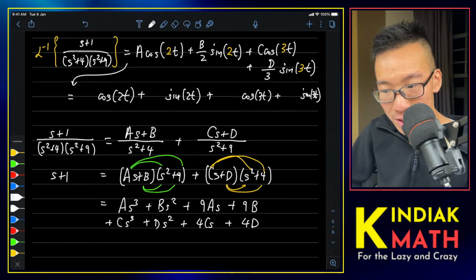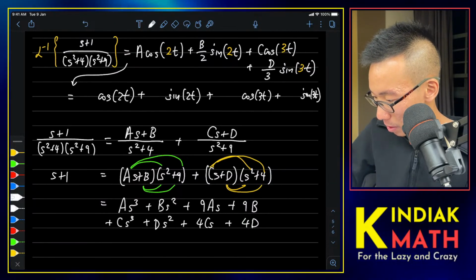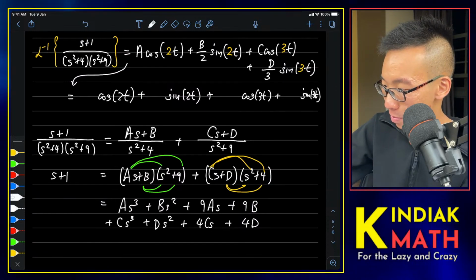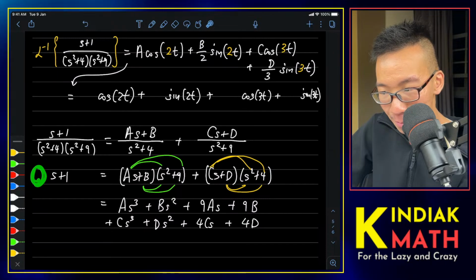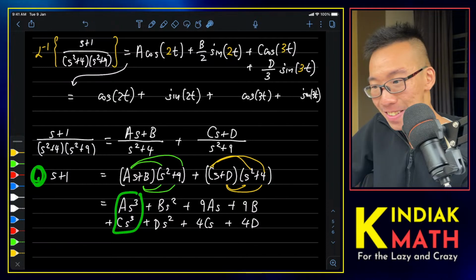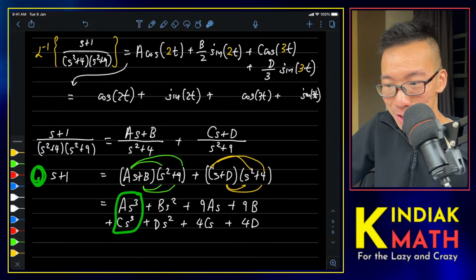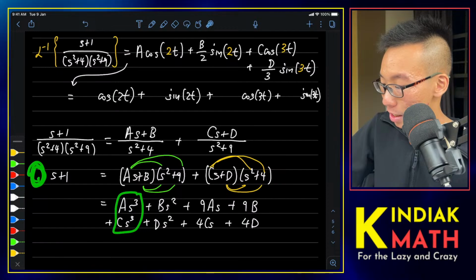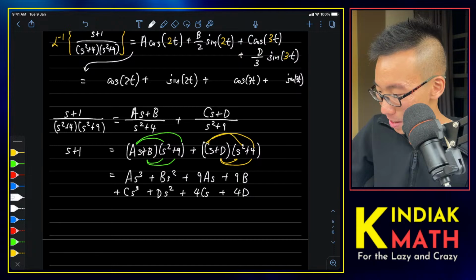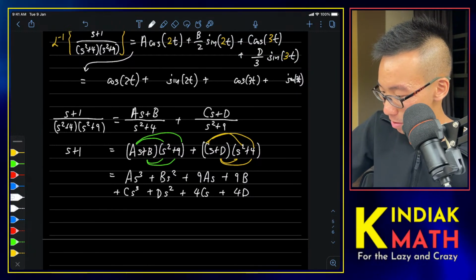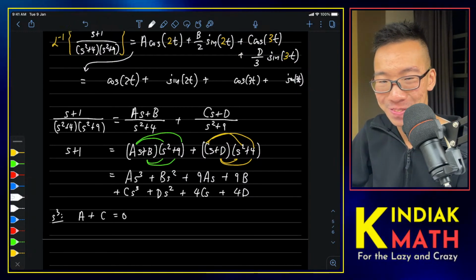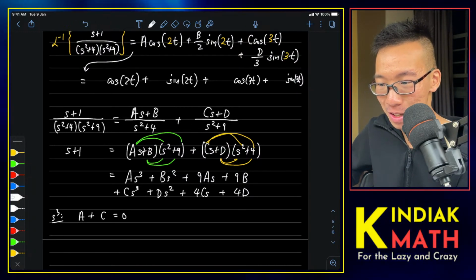There we go. We have these terms like this. And now we observe something really important. How many s cubed terms are there? There are none. This is a plus c s cubed terms, but there are none. What we can conclude from this, let me zoom out a bit, is that the total number of s cubed terms is 0. There are no s cubed terms over here.